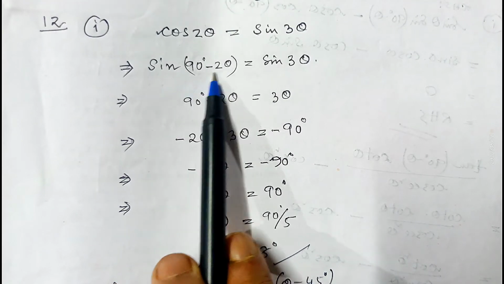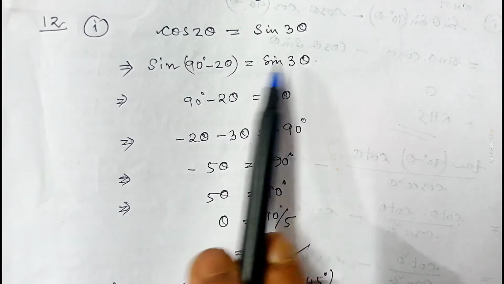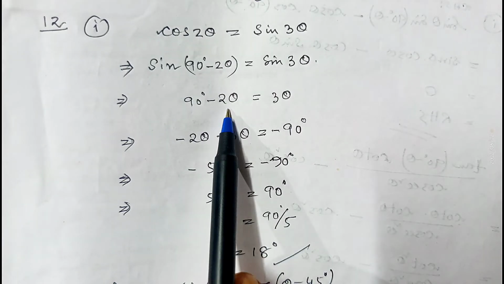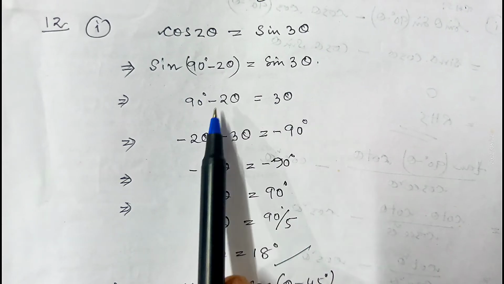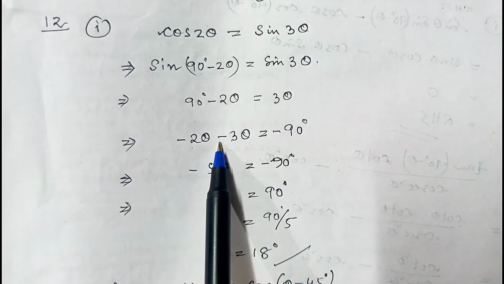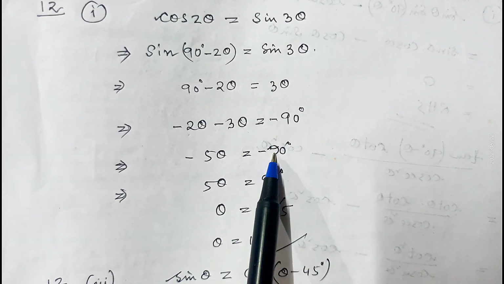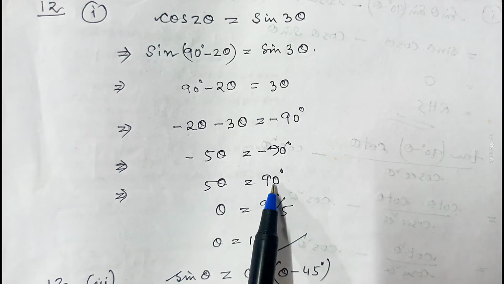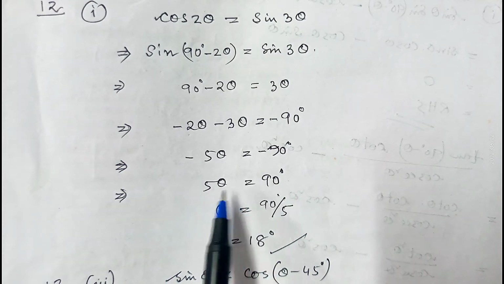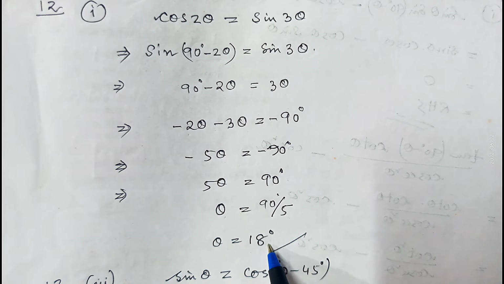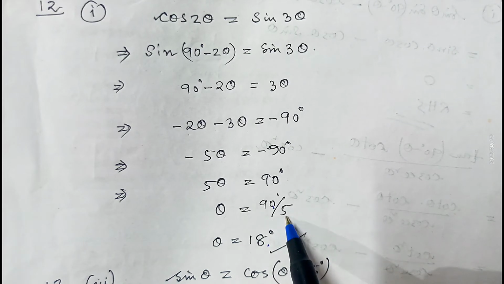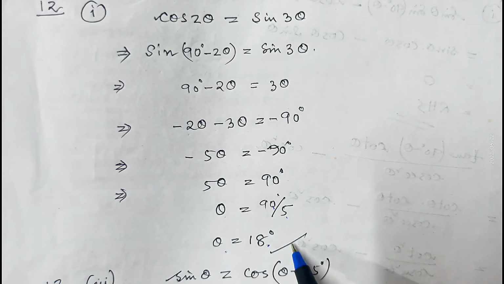Since sine of this angle equals sine of 3 theta, that means 90 minus 2 theta equals 3 theta, so minus 2 theta minus 3 theta equals minus 90 degree, minus 5 theta will be minus 90, which will give 5 theta equals 90, theta equals 90 by 5, so theta is 18 degree, because 90 divided by 5 is 18. So the required value of theta is 18.